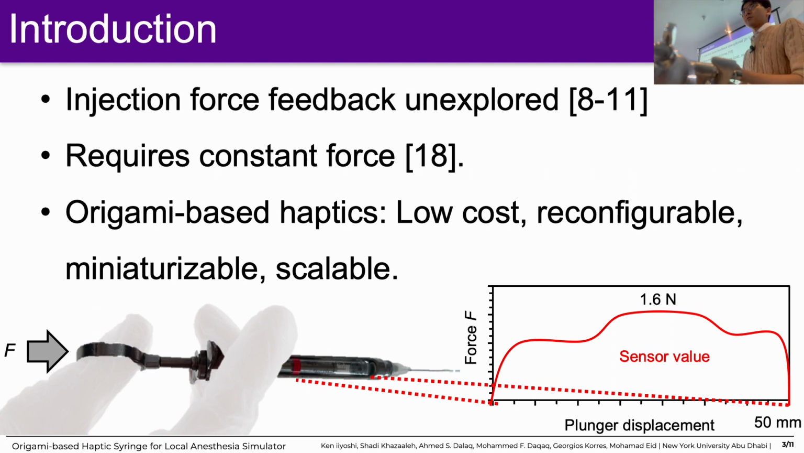This is not something you can do by just slapping a normal spring onto a device, because that follows Hooke's law. So what we have instead is an origami-based solution. Why origami? The origami-based concept allows us to essentially lower the cost, make a more reconfigurable passive device, miniaturize it, and make it scalable in terms of fabrication. We'll go over that one by one.